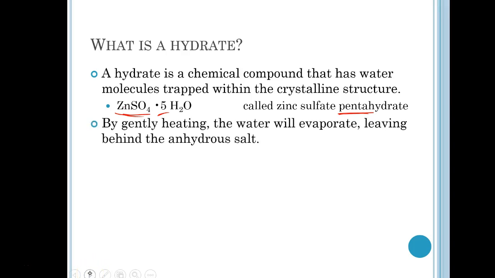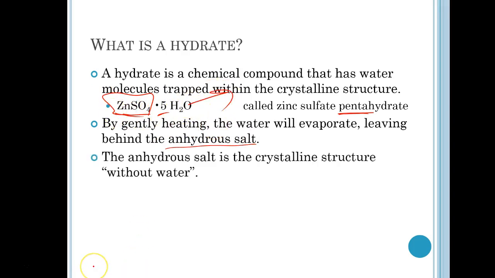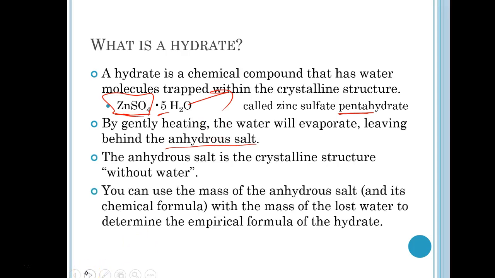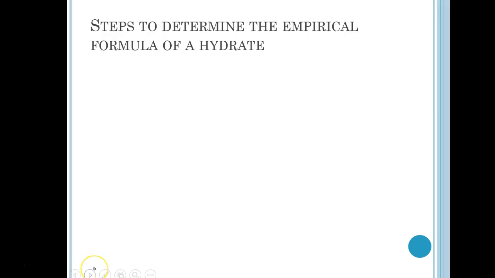If you heat them gently, and this is what we're going to do in the lab, the water is going to evaporate. And what you're left behind with is just the anhydrous salt, meaning just this part of it. That water goes away, it gets evaporated. So the anhydrous salt is the crystalline structure without water. That's what anhydrous means. You can use the mass of the anhydrous salt with the mass of the lost water to determine the empirical formula of the hydrate. So it is similar to what we were doing before with empirical formulas, but it is slightly different.